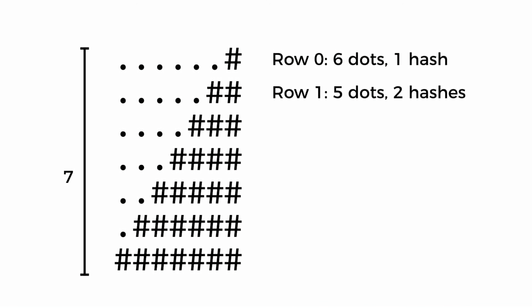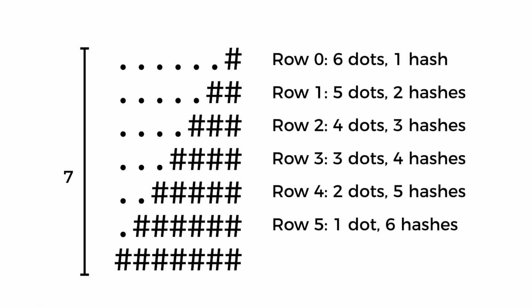Here, we have a height of 7, and how many dots and hashes are in each row? Well, in the first row, which I'll call row 0, because in computer science we often zero index things, so that the first row is called row 0, we have 6 dots and then 1 hash mark. In row 1, we have 5 dots and 2 hash marks. In row 2, we have 4 dots and 3 hash marks, so on and so forth.